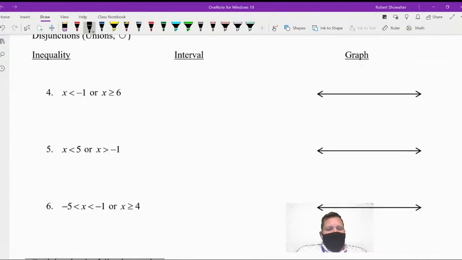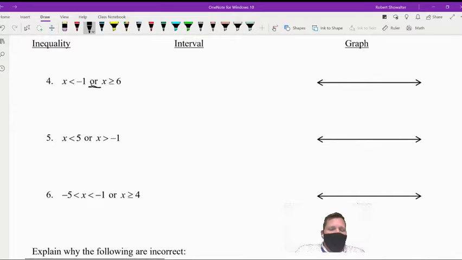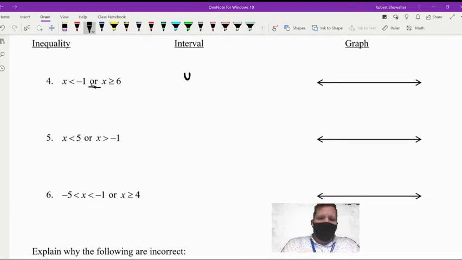Unions. Okay, here's another way to say it. We have this word or in between. What or means is we take all of the information from both of the statements that are written, okay? It's also known in interval notation as the U, meaning it's an upside down U.